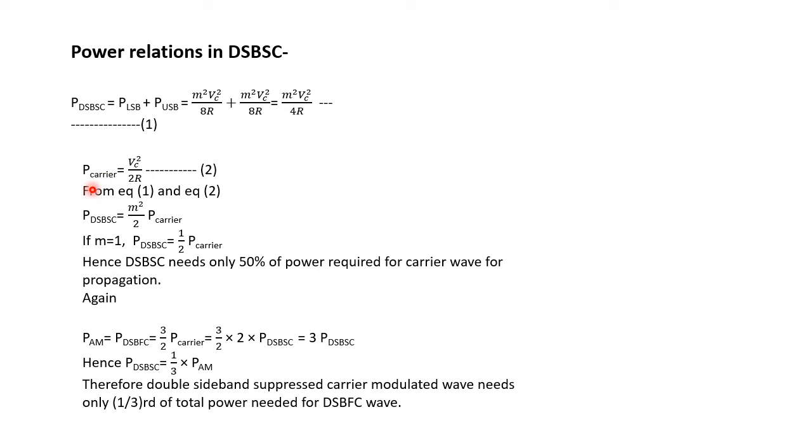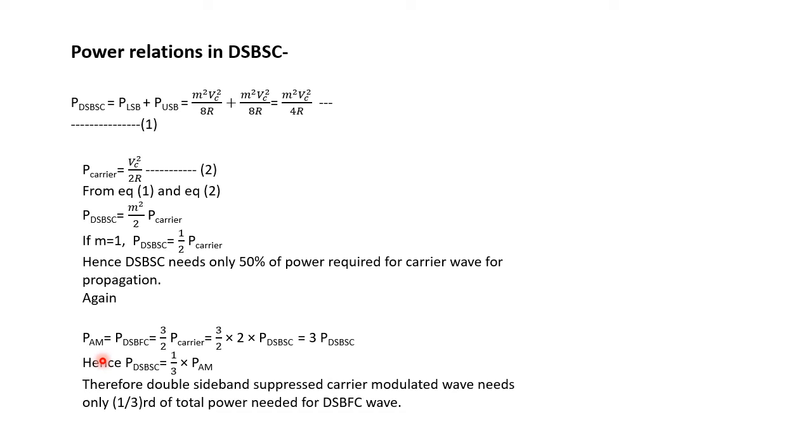We also know that the power needed for the propagation of the carrier is Vc squared by 2r. So if we combine equation number 1 and equation number 2, then the total power needed for the propagation of DSBSC is m square by 2 multiplied by the power needed for the carrier wave. If we are having 100% modulation, that is m is equal to 1, then the power for DSBSC is half of the power needed for the carrier wave. Therefore, a large amount of power is saved mathematically. We have seen it.